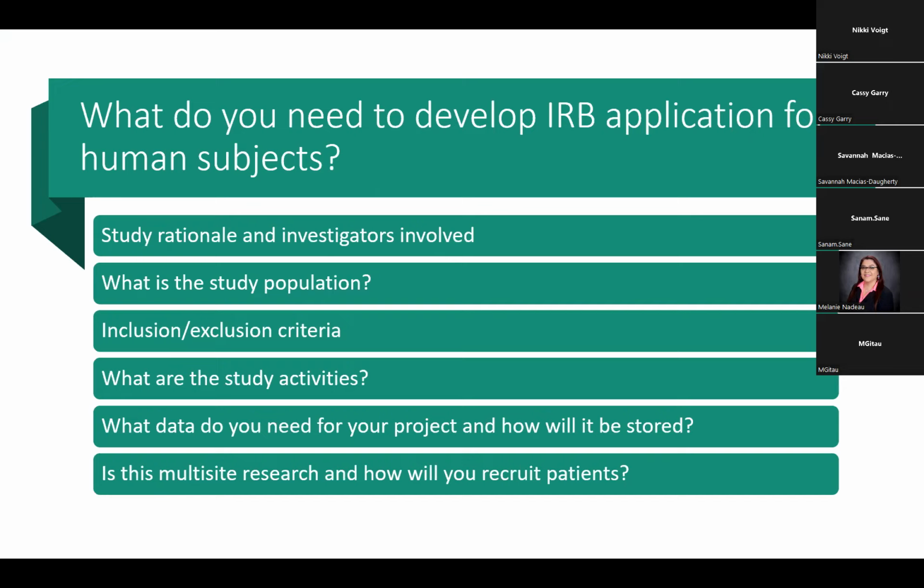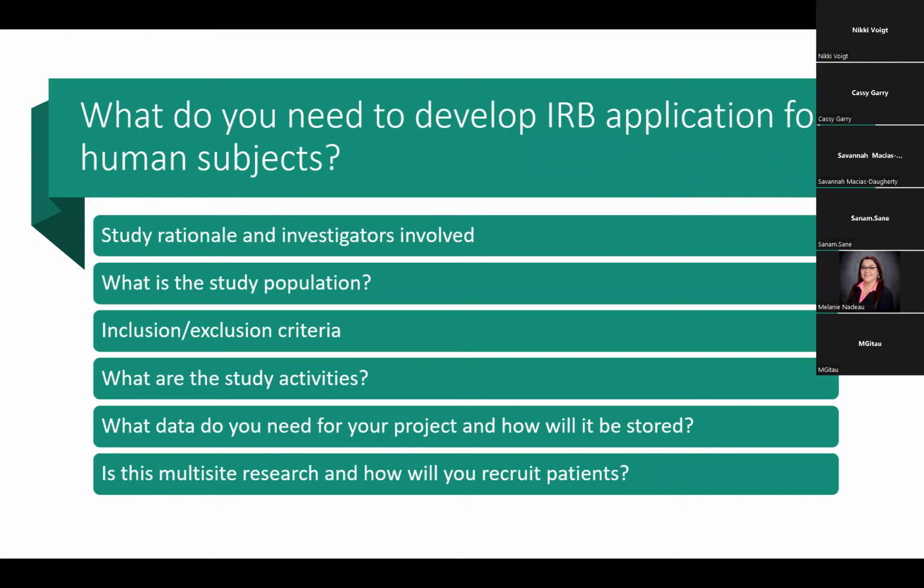So this slide is just talking about things that you need to think about when you're developing your application to the IRB. First, you'll want to look at your study rationale and the investigators that are going to be involved, and what the investigators' qualifications are to conduct the trial. Next, you'll want to think about what population you will need for your project. Are there certain ages that you're targeting, and where will your study activities all take place? You'll want to think about your inclusion and exclusion criteria.